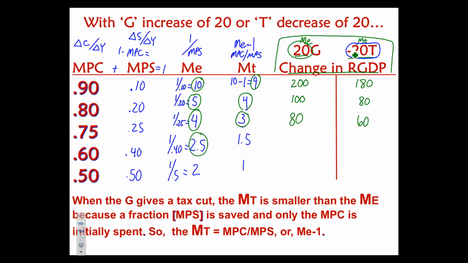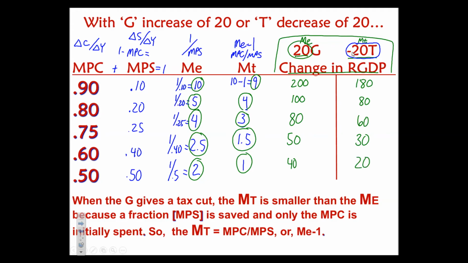Multiply 20 times 2.5. That means GDP is going to change by 50. Okay? Or cut taxes by 20, multiply that by 1.5. GDP increases by 30. And then finally, the last one, the expenditure multiplier is 2, tax multiplier is 1. So if you increase government spending by 20, multiply that by 2, and you get 40. Or cut taxes by 20, and you're going to multiply that by 1. GDP will increase by 20.